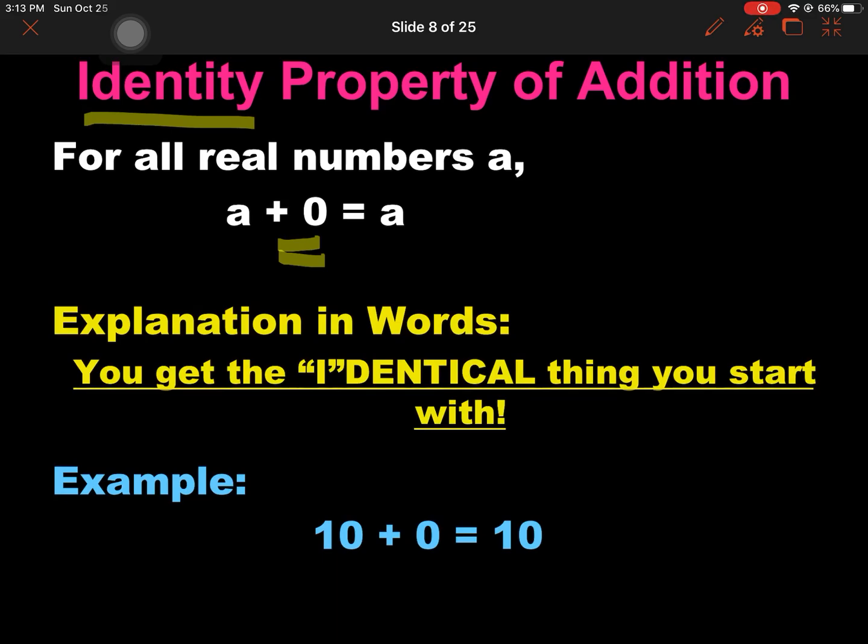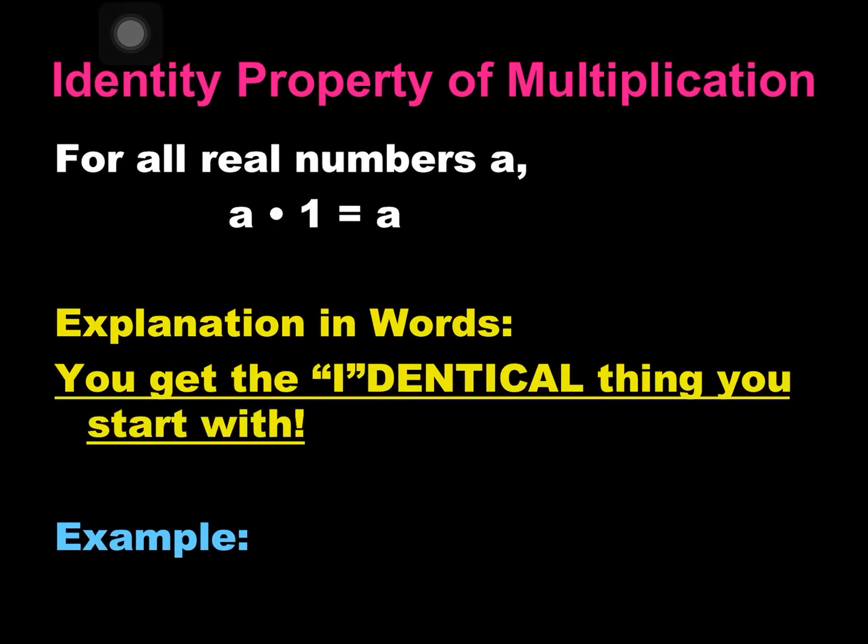There is also an identity property for multiplication. You've got to be careful with the identity property for addition. It is not the 0 property. You add 0 to get what you start with. The identity property for multiplication is if you multiply anything times 1, you get the identical thing you start with.